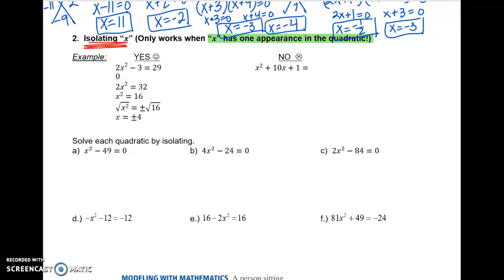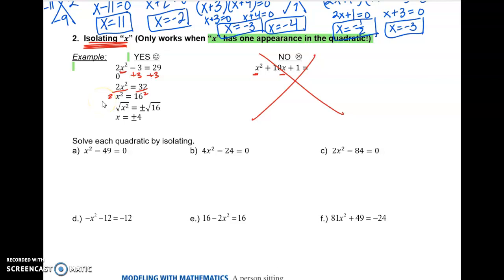So right here, x only appears one time. That's working, so I'll underline it. Over here, x appears twice, so you cannot isolate when x appears twice in an equation. Isolate means to get by itself. So my first step on this example was I moved 3 to the other side. That's where 32 came from. Then I divided by 2. That's where 16 came from.